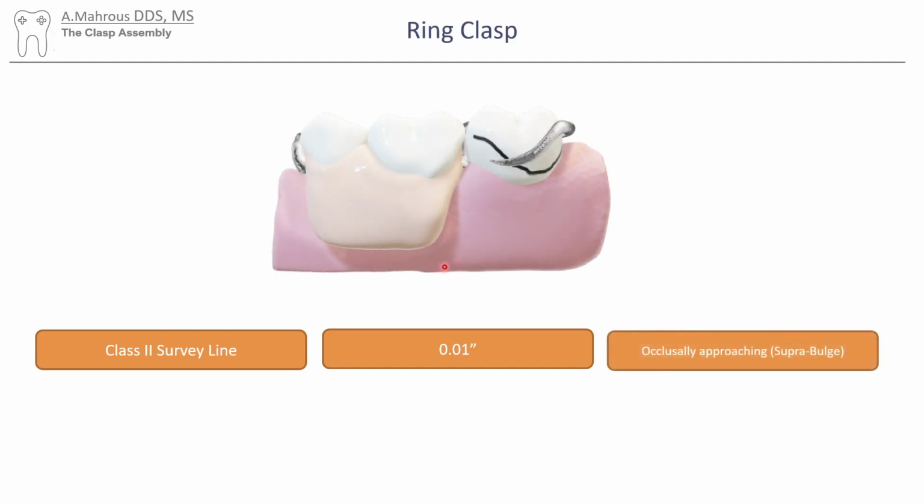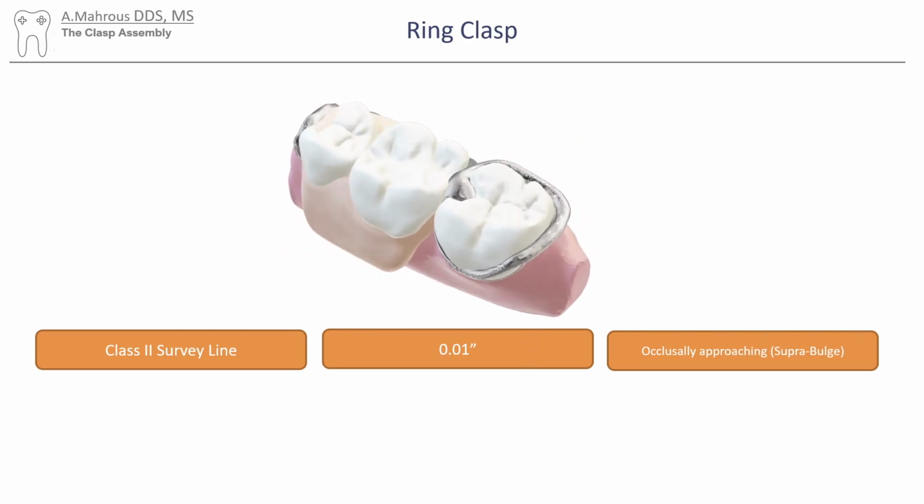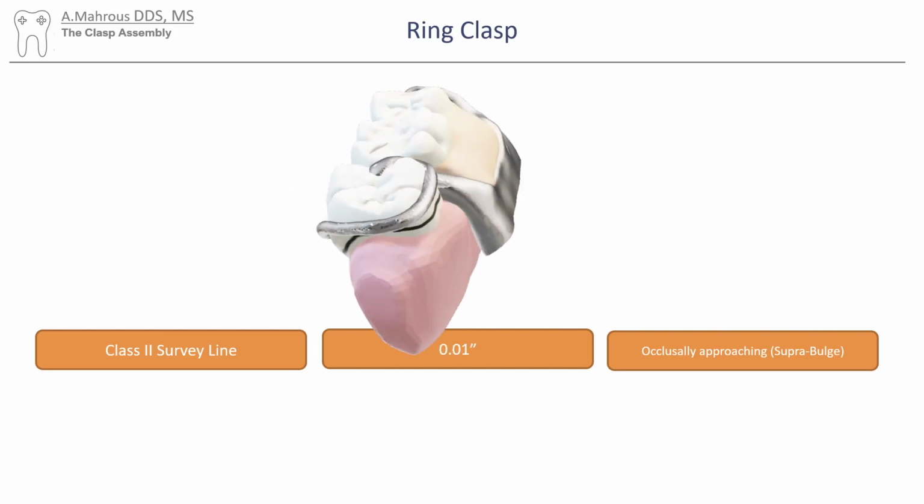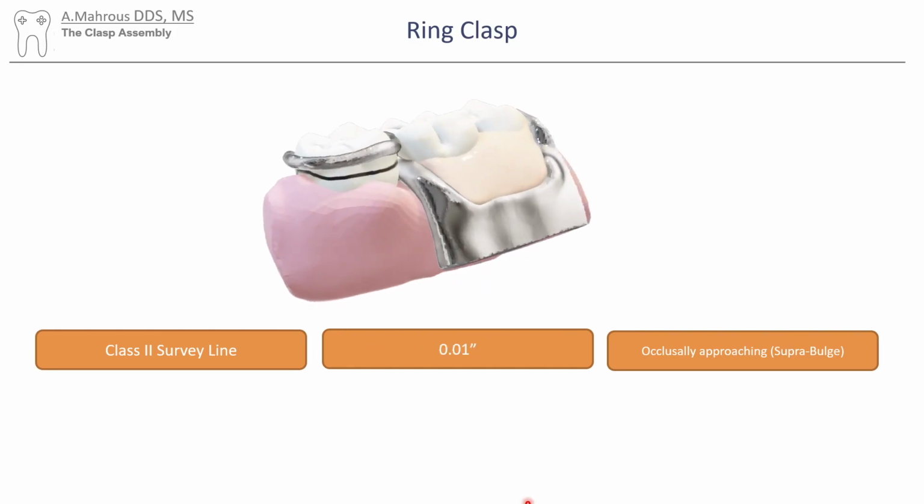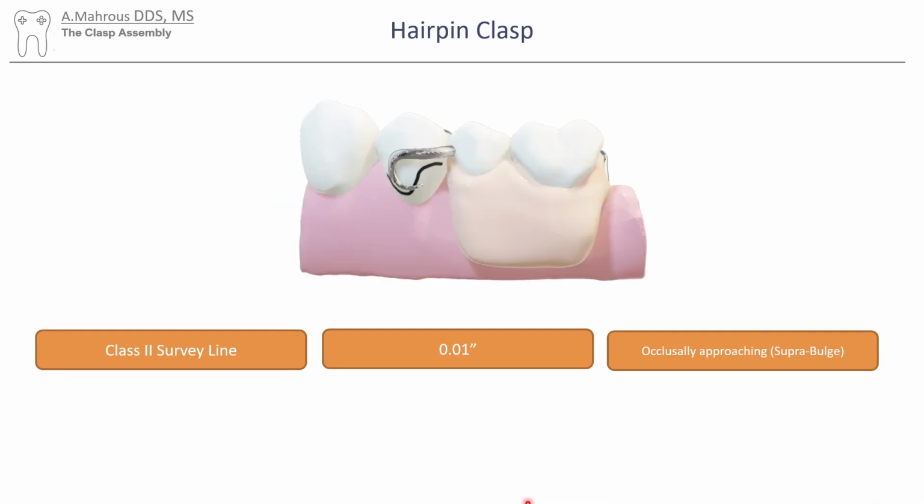The ring clasp is also used with a Class 2 survey line and engages a 0.01 inch undercut and is considered an occlusally approaching clasp. It is important to note that the ring clasp goes around the whole tooth like a ring, thus creating its own reciprocation through one continuous clasp arm.